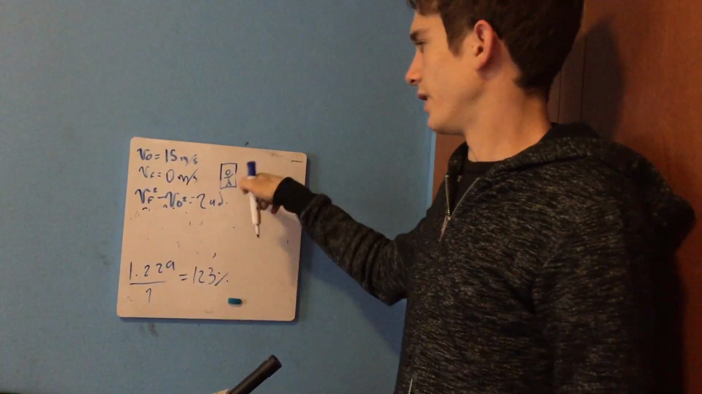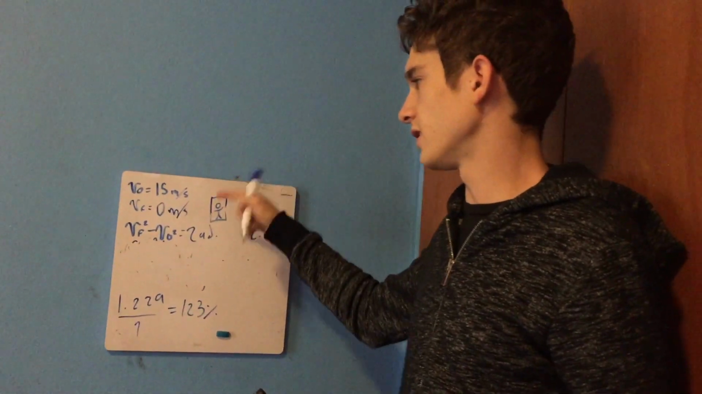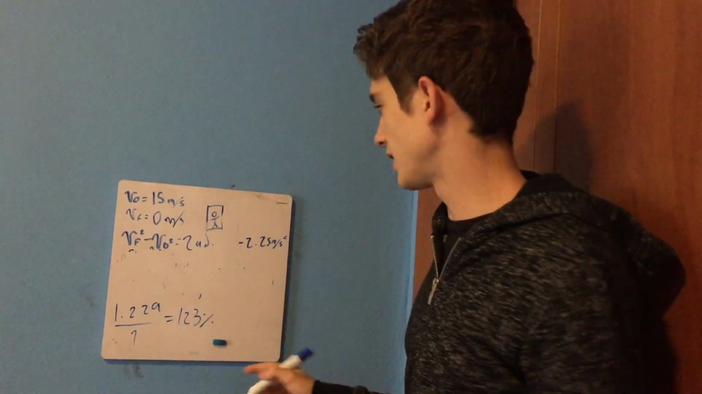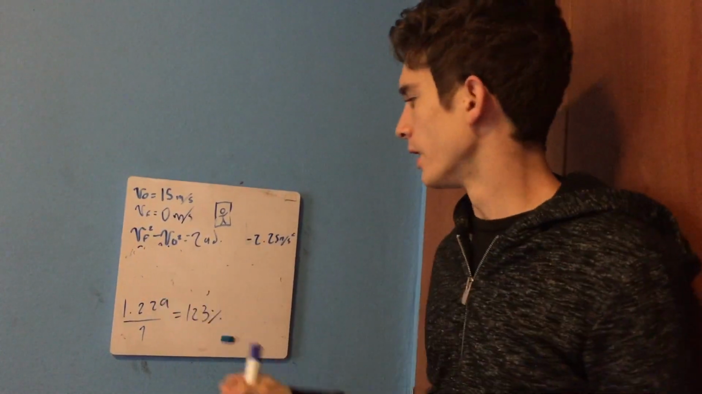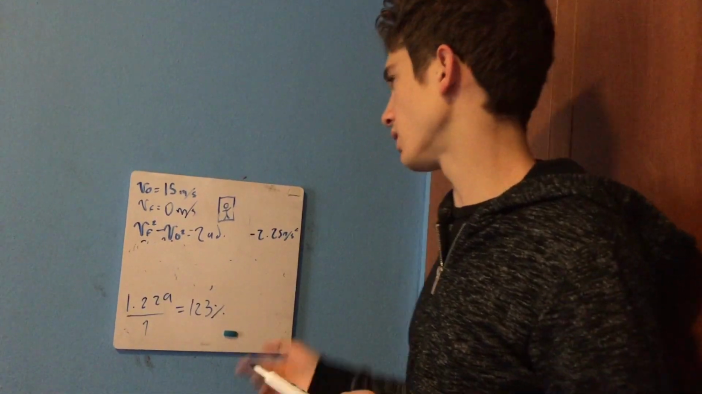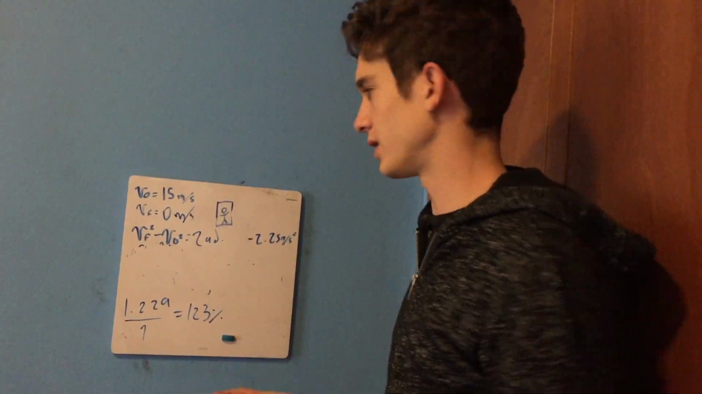So we got an elevator here that is moving at 15 meters per second and then slows down to 0 meters per second at a constant acceleration. So we're asked what is the apparent weight of the person inside it as the elevator slows down.